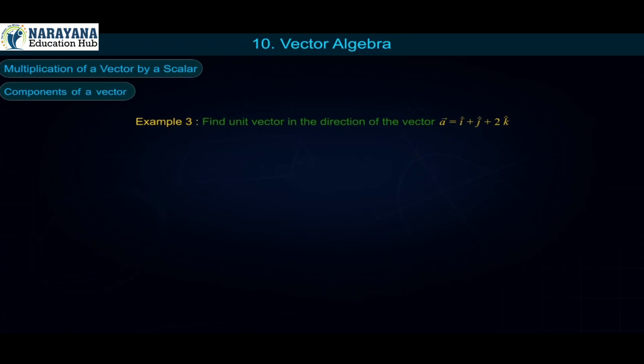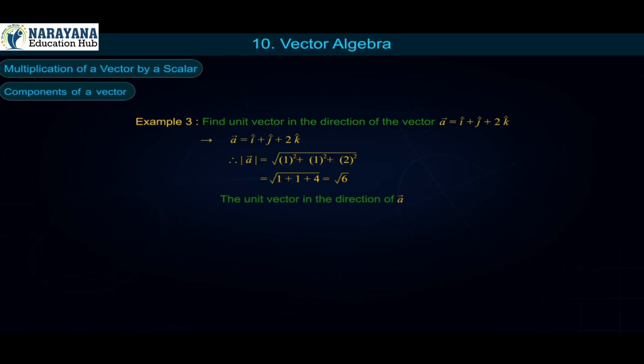Example 3. Find the unit vector in the direction of the vector A = î + ĵ + 2k̂. Solution. Vector A = î + ĵ + 2k̂. Modulus of vector A is equal to square root of 1 squared plus 1 squared plus 2 squared, which is equal to square root of 1 plus 1 plus 4, which is equal to root 6.